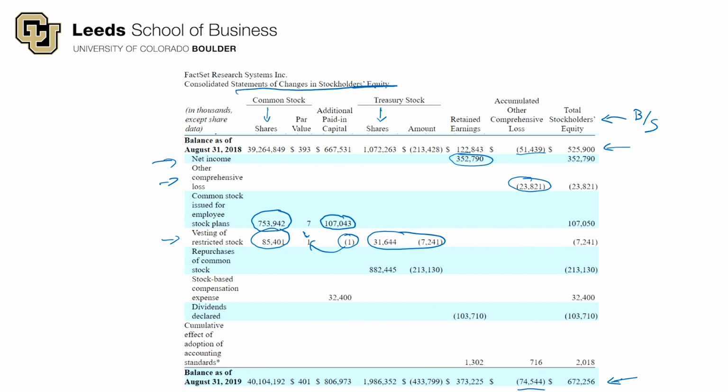Okay, the company did a repurchase of common stock, so you can see that the shares are moving into treasury here. The number of shares, 882,000 shares. The amount they paid for it is $213 million for that repurchase.